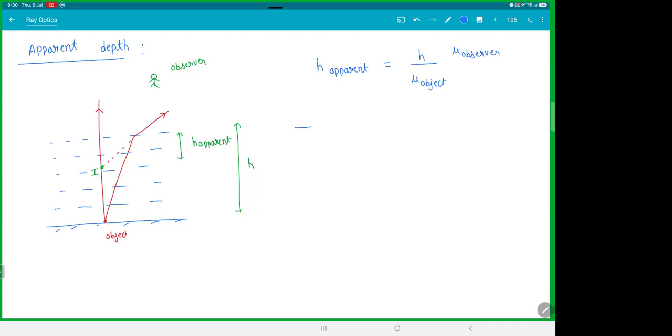Now there are a few things here. This is valid only for paraxial rays. That means it is valid if the line joining the object and the observer is perpendicular. So the observer should be as close as possible to the vertical line.